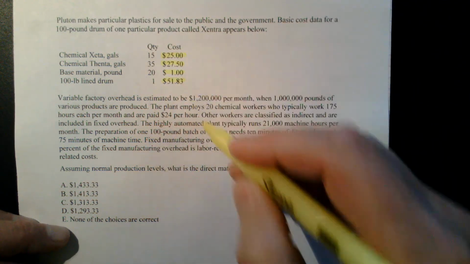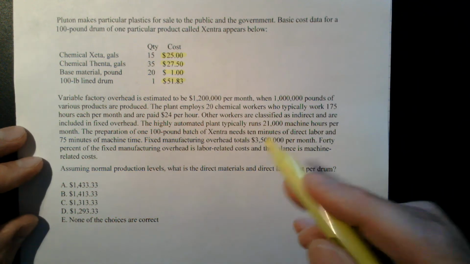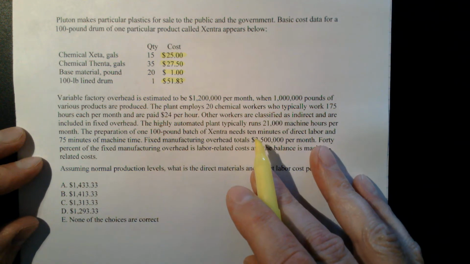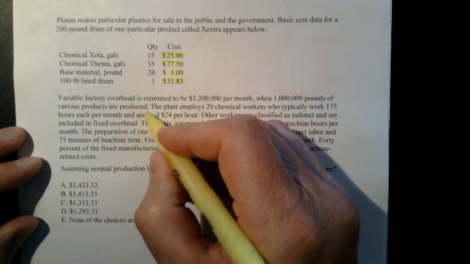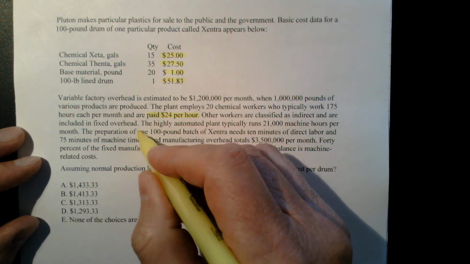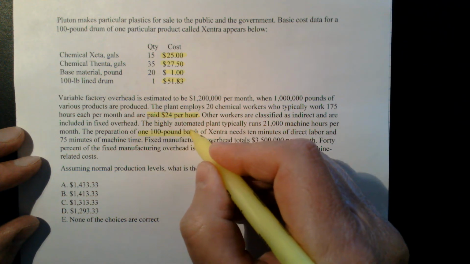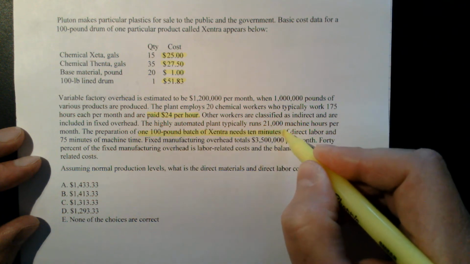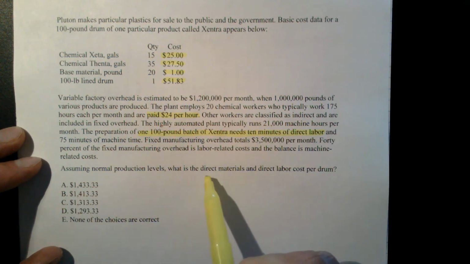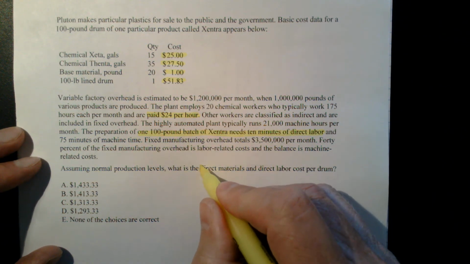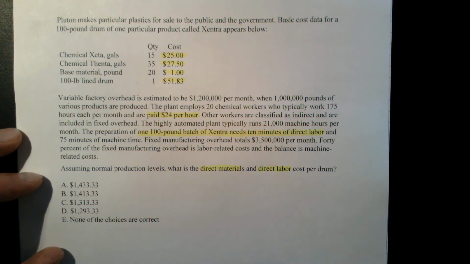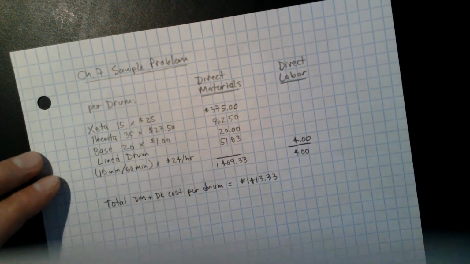So I'm going to need to know what the direct materials are, and then I'm going to need to know what the direct labor costs are. And I can sort through all of this information, and what I really need to know is that the workers are paid $24 per hour, and that 100-pound batch, so that's one drum of the product, needs 10 minutes of direct labor. So of all of this information, what they're asking me for, direct material and direct labor here, only needs that information. So let's go ahead and work through it here.